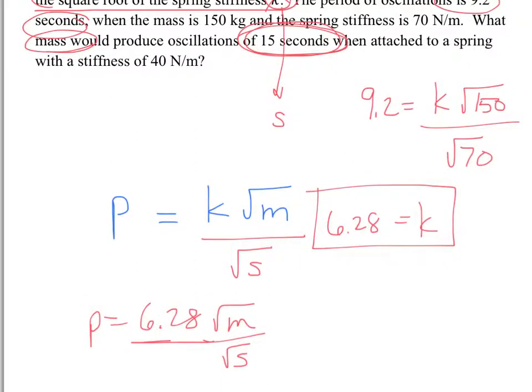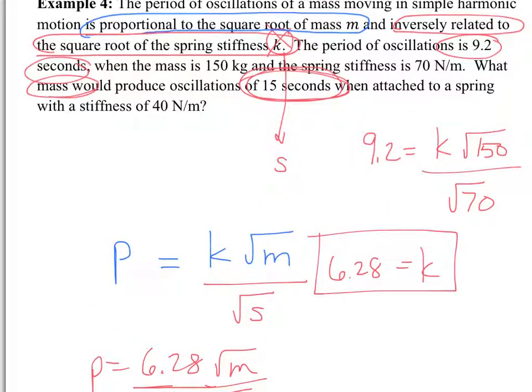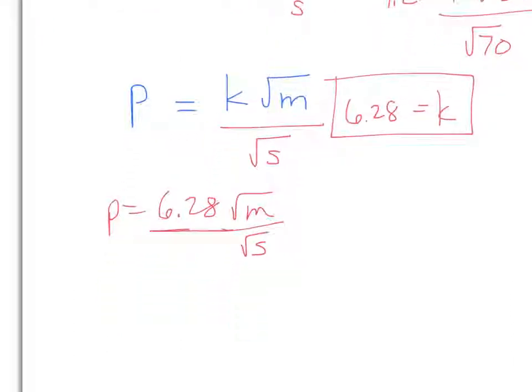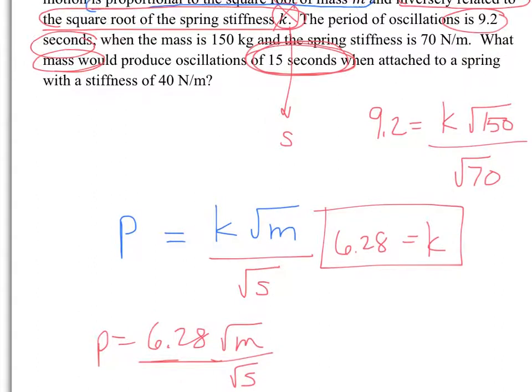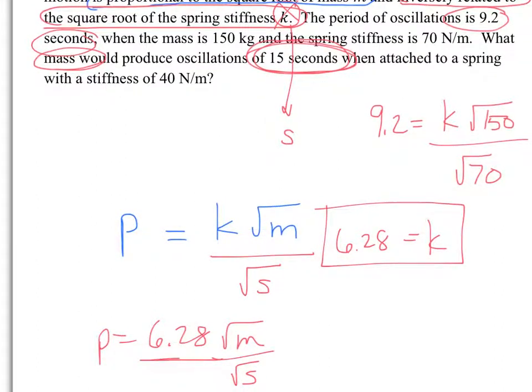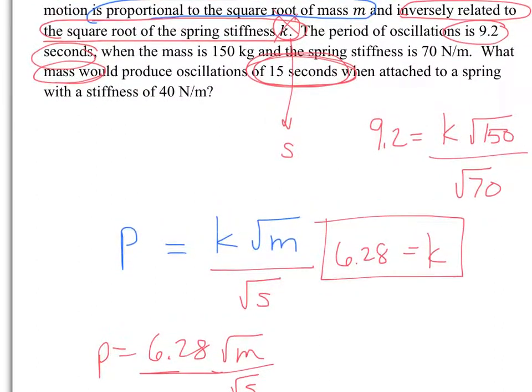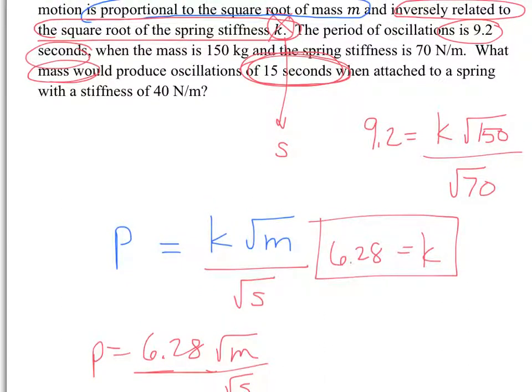If you didn't know that, look back earlier in the problem. You plugged in 9.2 seconds for the period, right? That went in here. And the units of 9.2 is seconds. So if the units of 15 is seconds, there's a good chance that's also representing the period. All right? Then we're told it's attached to a spring with a stiffness of 40 newtons per meter. The spring stiffness we defined earlier, right here, as S. So 40 goes in for S next.